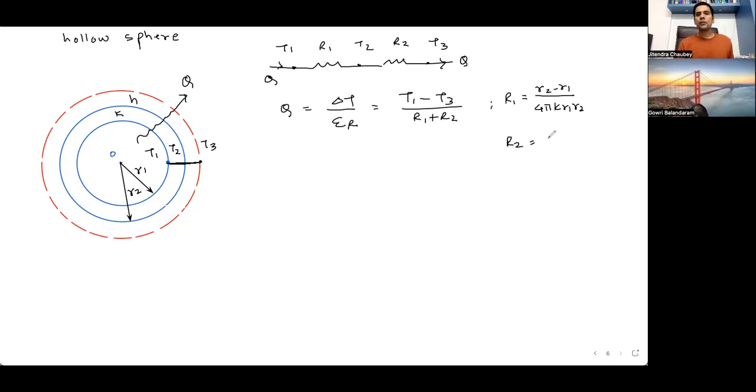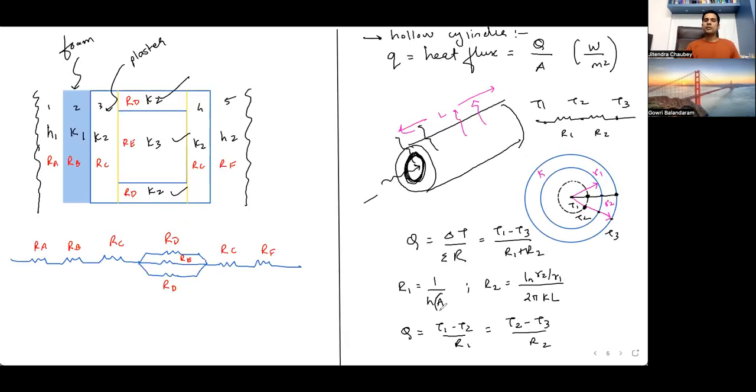R1, then R2 will be 1 upon HA. One small formula, just tell me what would be the formula of A over here? The area of the sphere. No, we're talking about the hollow cylinder. What would be the area of the cylinder in this formula? The area of the circle. What would be the formula? Pi r square. No, it is not the cross-section area. It is the surface area. Just remember.